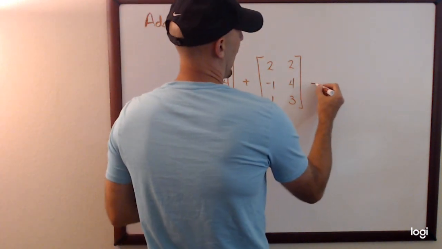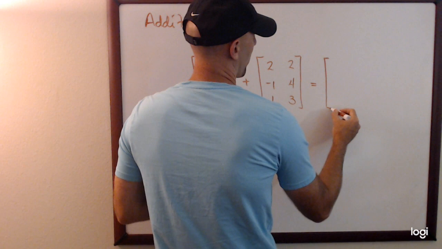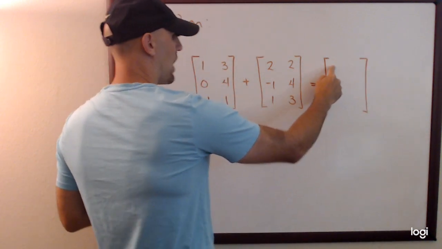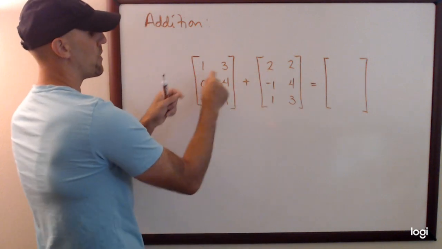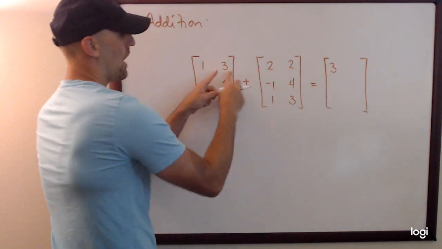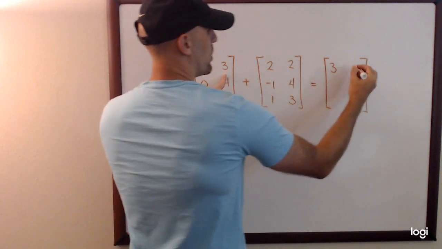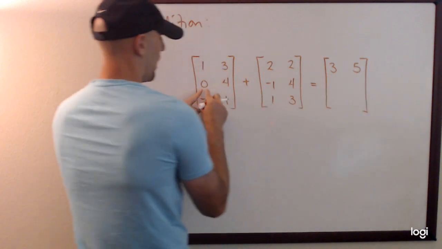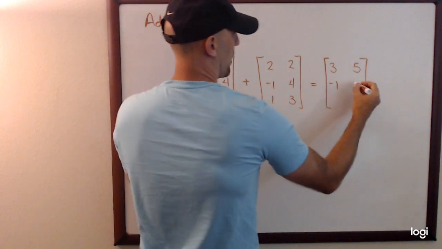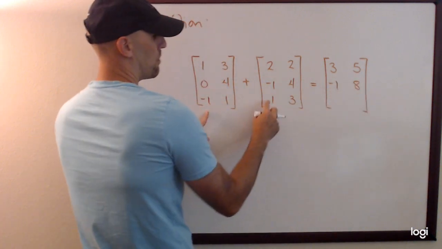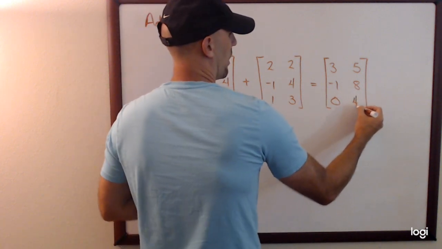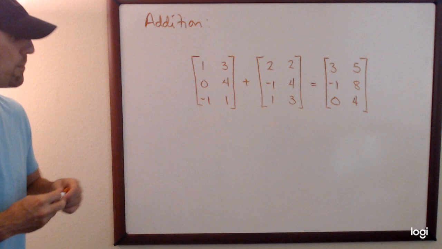So if I want to go ahead and add these two matrices together, if I want the 1, 1 entry in the sum, I just take the 1, 1 entry from each of these and add them together. So 1 plus 2 gives me 3, right? And do the same thing here. 3 plus 2 gives me 5. 0 plus negative 1 gives me negative 1. 4 plus 4 gives me 8. Negative 1 plus 1 gives me 0. And 1 plus 3 gives me 4. Okay? And that's it, right?